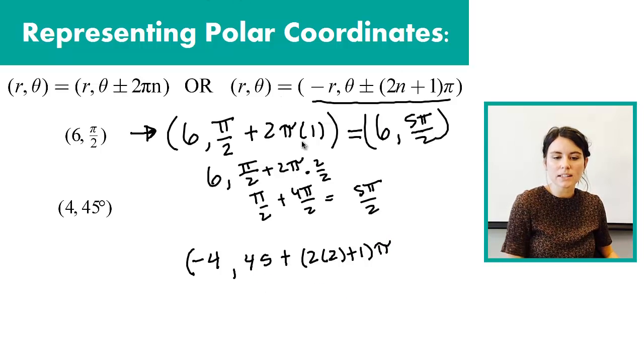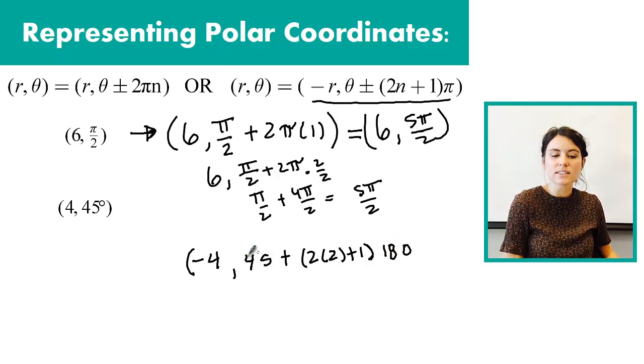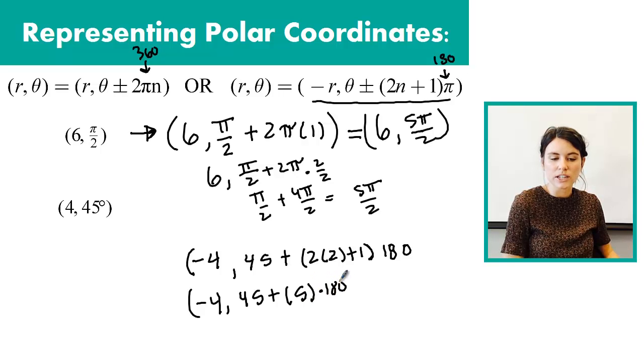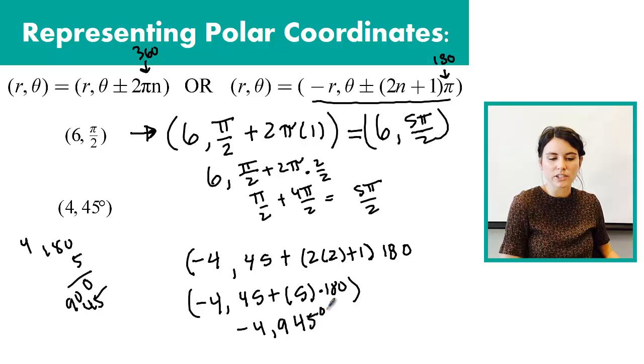However, one thing I need to keep in mind is that pi in degrees is 180. And since this is a degree measure, I need to use degrees. So this could also be 180 if I'm in degrees, and this could be 360, again, if I'm in degrees. So then I'm going to have -4, and then I have 45 plus, I do 5 times 180. I did not grab my calculator like I should have, so let me do that real quick. That would be 900. So that is going to be 45 plus 900, so that would be -4, 945 degrees. And that's it.